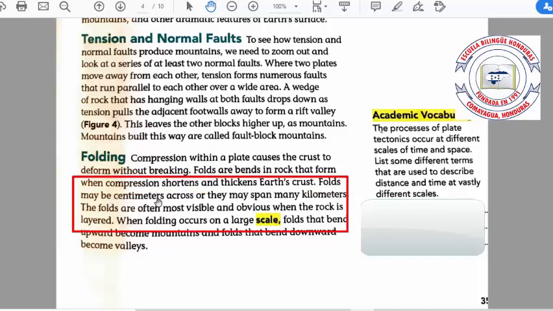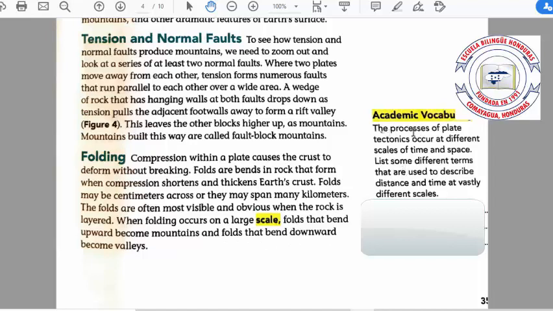Folds may be centimeters across or they may span many kilometers. The folds are often most visible and obvious when the rock is layered. Underline this part too, guys, until layered. When folding occurs on a large scale, folds that bend upward become mountains and folds that bend downward become valleys. You have academic vocabulary, guys.